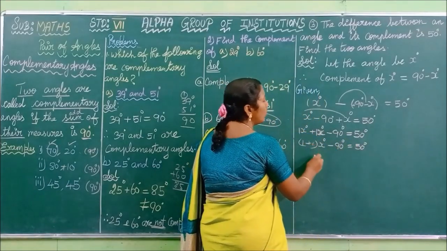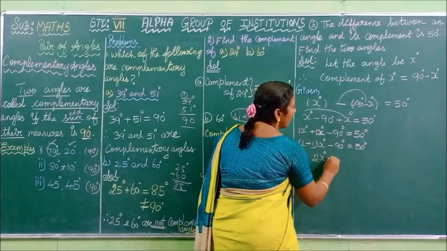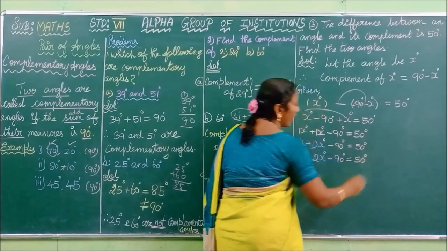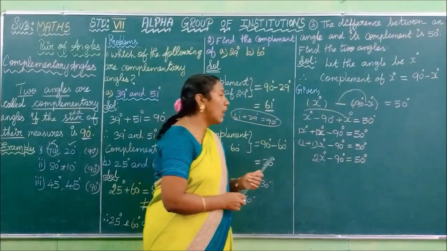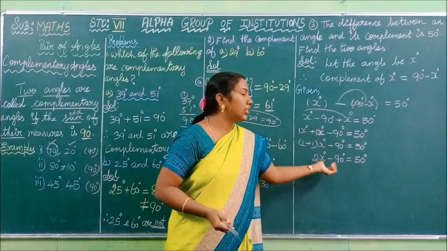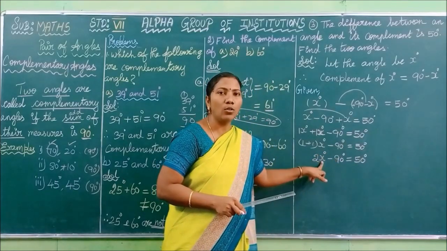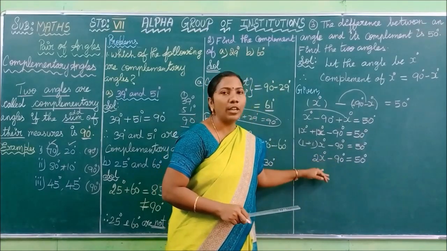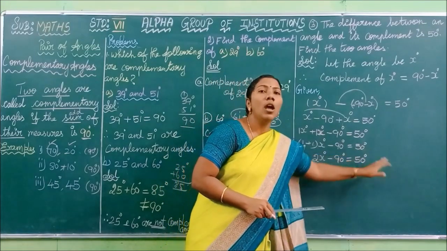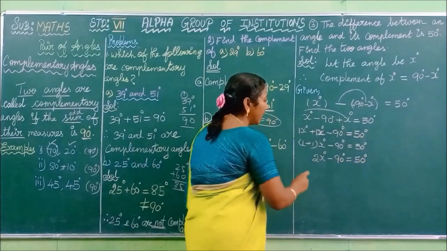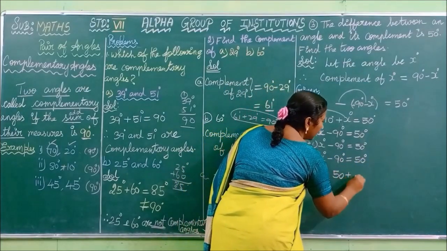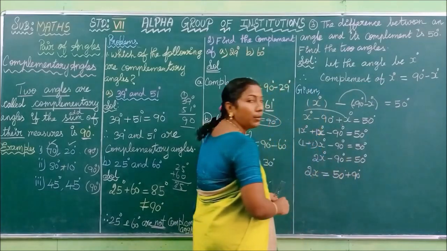So 1 plus 1 is 2. So 2x minus 90 is equal to 50. Do we understand up to this, children? We have to find the value of x. As per solving a linear equation, to find the value of the unknown, we have to free it from its other terms. So we have to bring this minus 90 from LHS to RHS. So in the next step, we write 2x equal to 50 plus 90 degree. 50 degree plus 90 degree.